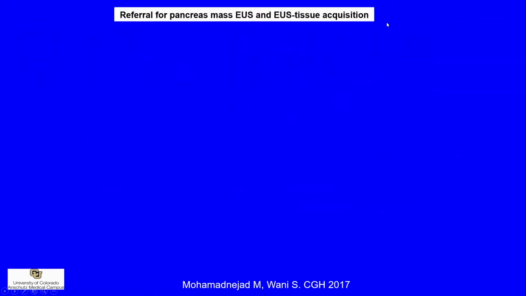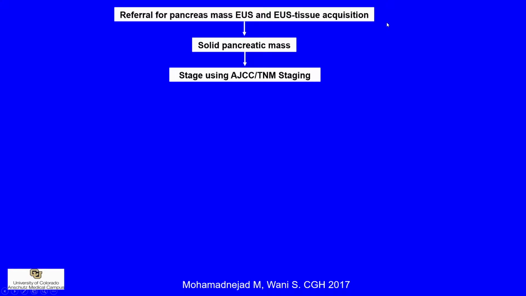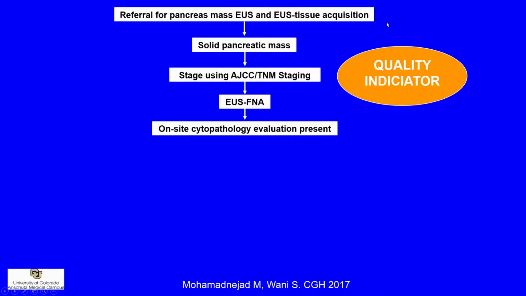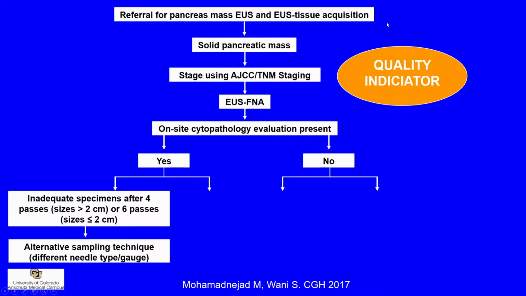So this is just a pragmatic approach to sampling patients with pancreatic masses. The first thing you want to do once you do identify a solid pancreatic mass, you should stage this using the TNM classification system. Recall that this is a quality indicator for us as endosonographers. What you do next with regards to EUS-guided tissue acquisition is really dependent on whether you have an on-site cytopathologist or not. If you do, you should really base the number of passes you obtain on the feedback that you get from your cytopathologist.